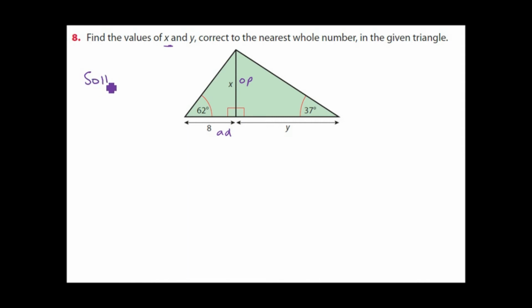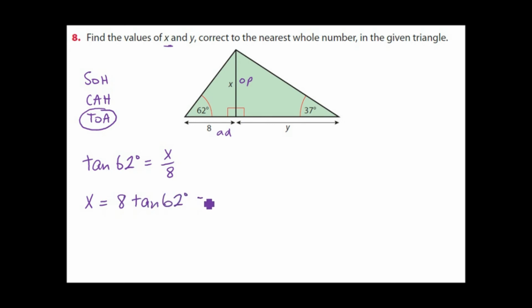We'll write down our rules, so SOH CAH TOA. This time we're interested in the opposite and adjacent. So my formula will be the tan formula. So my statement is tan of the angle 62 is opposite, which is x, over adjacent, which is 8. So if we multiply both sides by 8, then I have x is equal to 8 tan 62. And put that into the calculator. We see the answer is 15. And we just write 15 here.